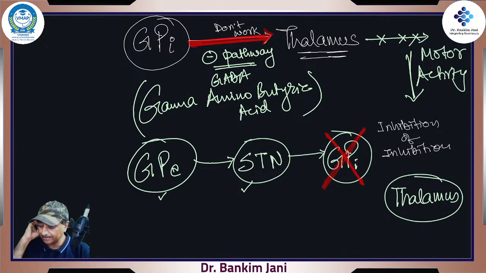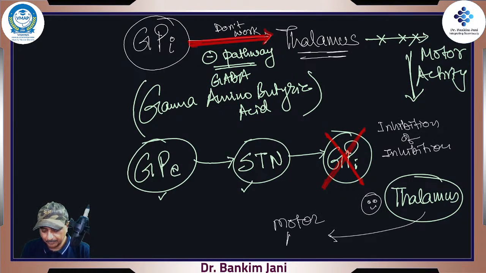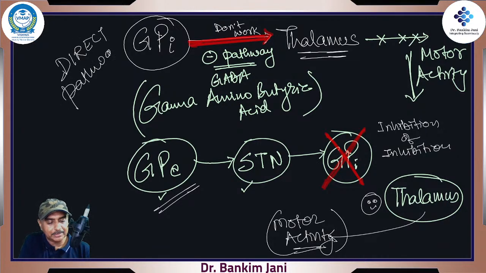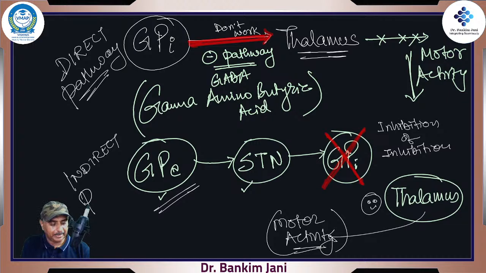So what happens in that case? Now thalamus is free. Now thalamus is happy. Yes, now I can work, and thalamus will trigger the motor activity. So that's how we say that this GPE leads to activity. It will be excitatory, but by this indirect mechanism. So what we have learned is called the direct pathway, and when we add a few components, this is called the indirect pathway. These are the main pathways.